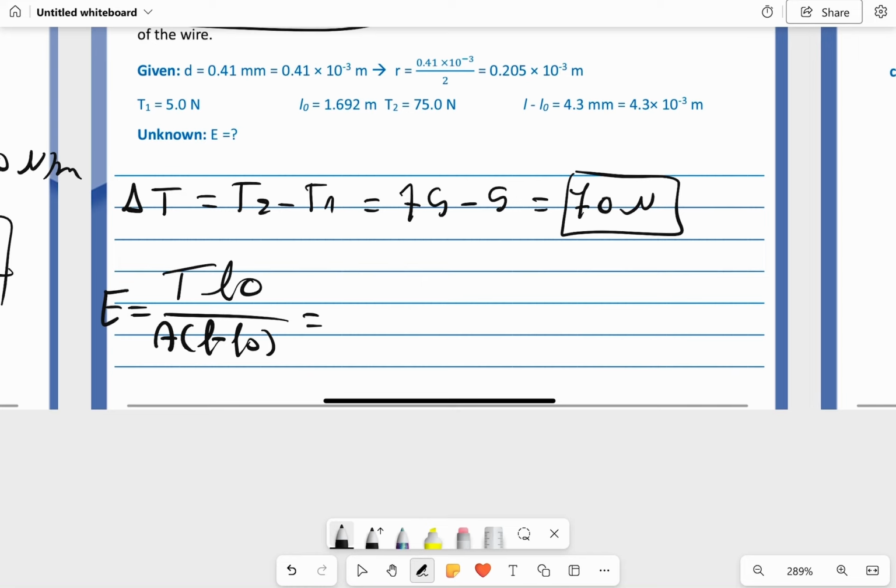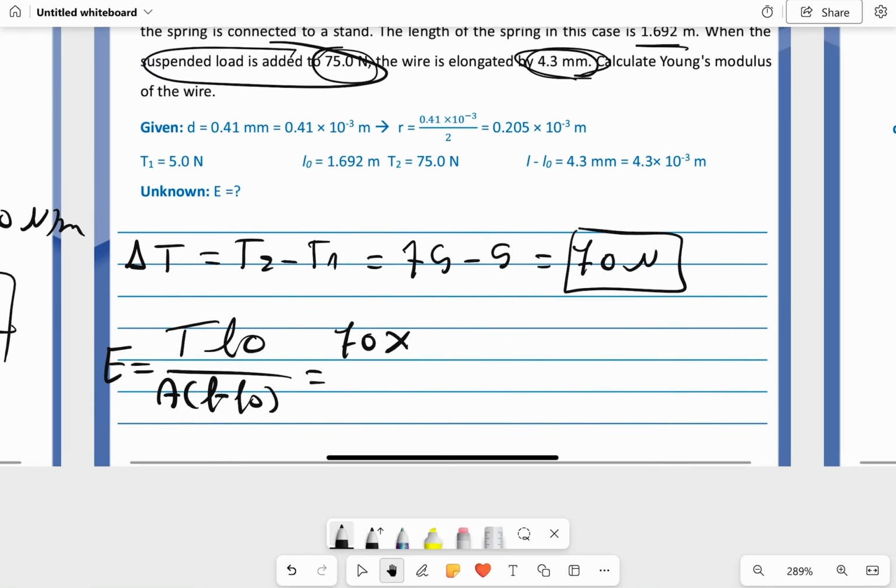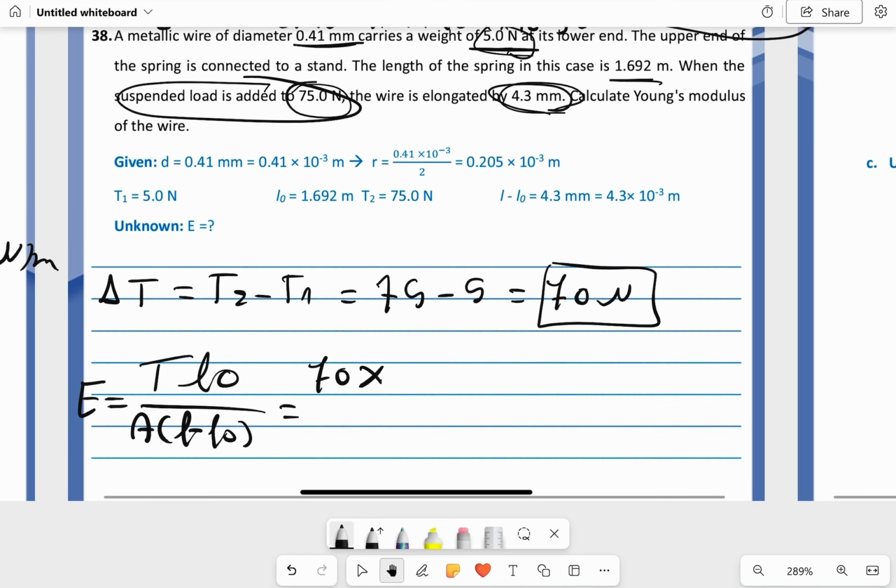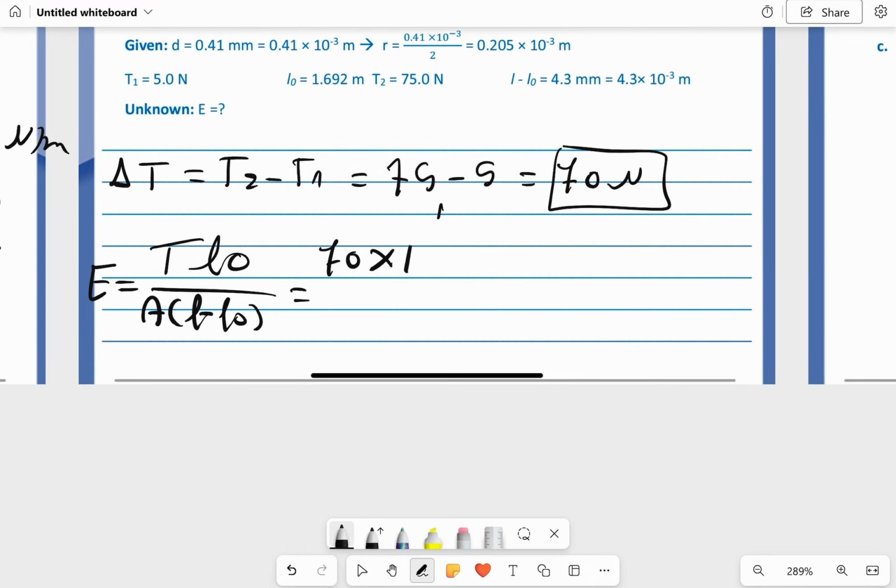Tension is equal to 70 Newton. Okay, we just found tension, 70 Newton multiplied by initial length. Initial length is equal to 1.692 meter divided by what? Area is equal to what, guys? I don't have area, but I can find it with radius. Radius is equal to 0.205 times 10 to the power of minus 3.